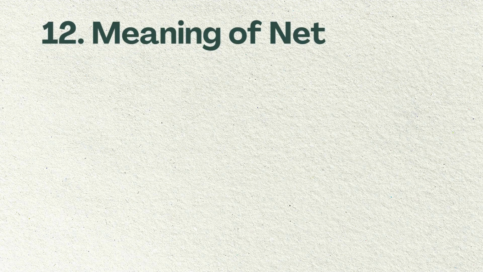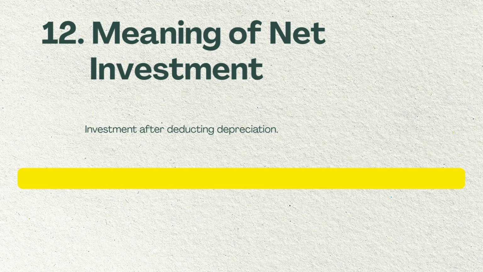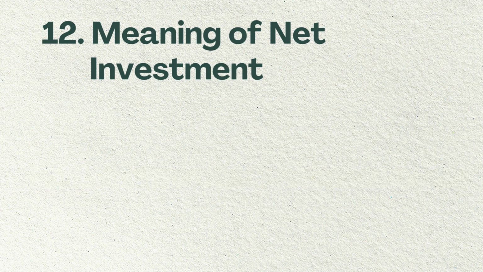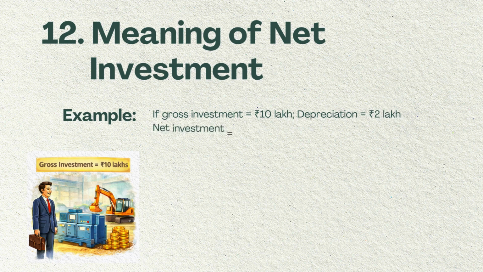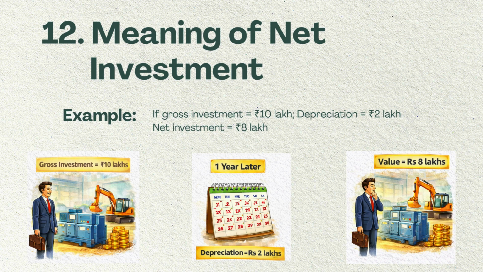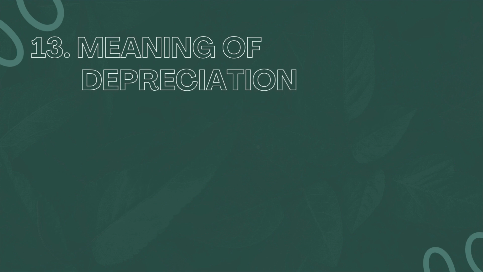12. Meaning of net investment. It refers to investment after deducting depreciation. The formula for net investment is gross investment minus depreciation. For example, if your gross investment is rupees 10 lakhs and depreciation is rupees 2 lakhs, then the net investment is rupees 8 lakhs.